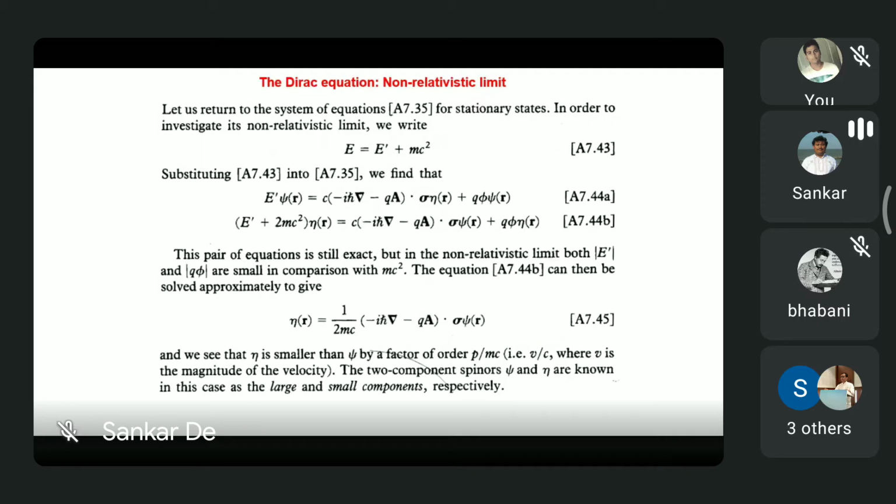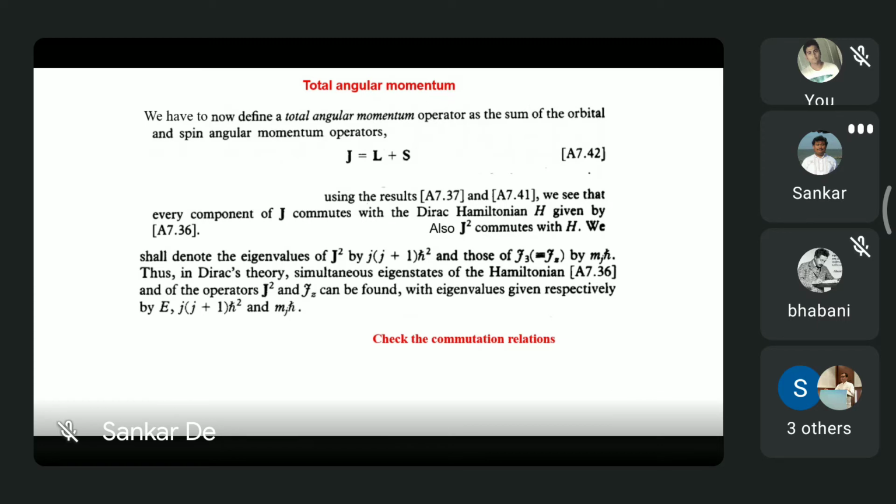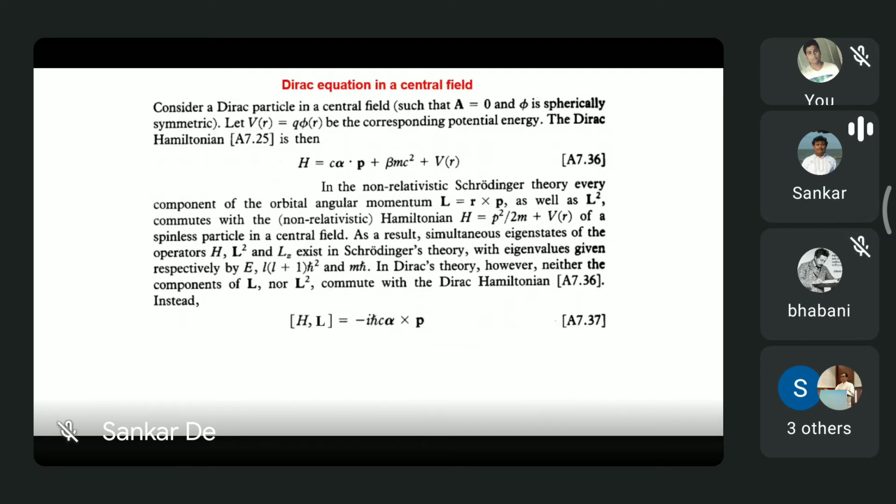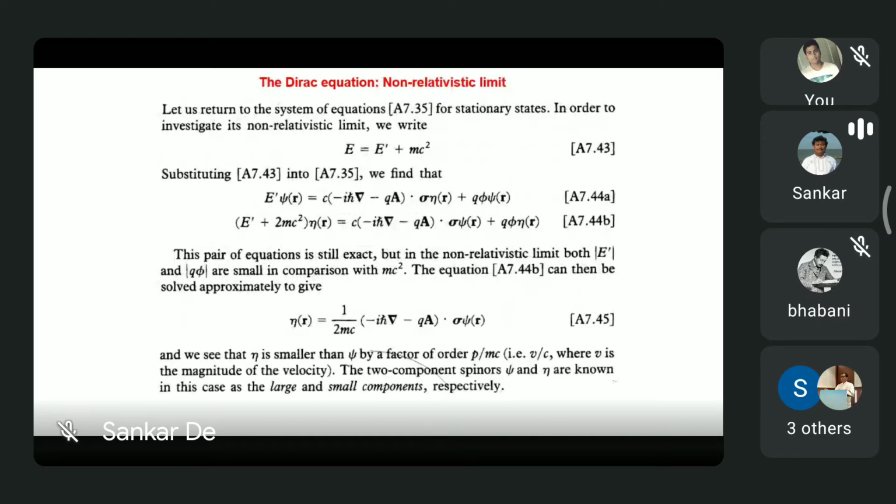So now, from the relativistic limit, we went to the non-relativistic limit, and we defined the energy E dash in the non-relativistic limit, which is defined as E equals E dash plus mc square. In equation 7.35a, those are the two lower equations. We tried to solve for psi and eta in the non-relativistic limit, and therefore we can rearrange the equation based on E equals E dash plus mc square. Since it is a non-relativistic limit, we assumed that E dash and q phi are small in comparison to mc square, and therefore we can ignore the small numbers.